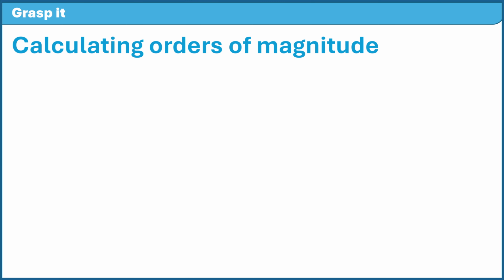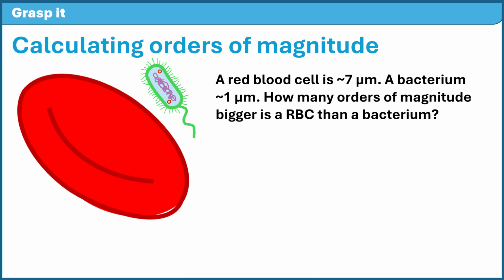Now here's where it gets interesting and where the exam marks are won or lost. Let's calculate our first order of magnitude together. Here's a real exam style question. A red blood cell is approximately 7 micrometers. A bacterium is approximately 1 micrometer. How many orders of magnitude bigger is a red blood cell than a bacterium?